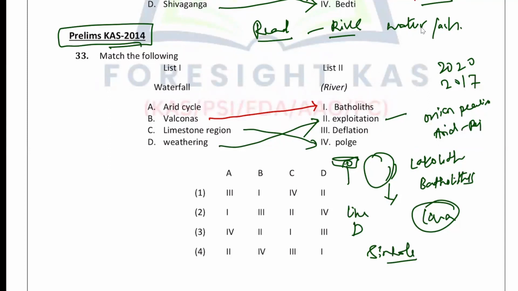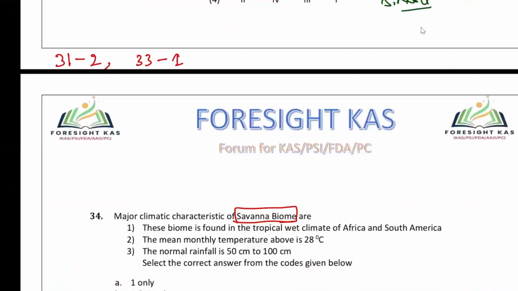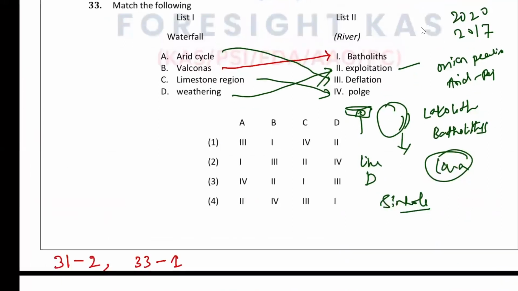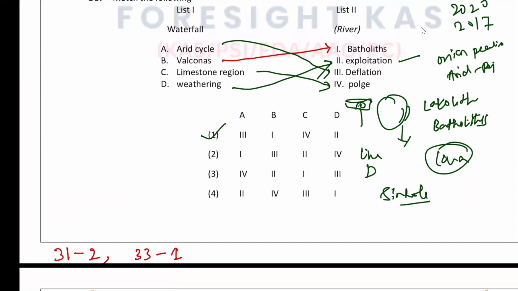So again, arid cycle, deflation, it's kind of the soil particles carried away by the wind. Okay. So the answer for this one is 1. So as per this, kindly note it.